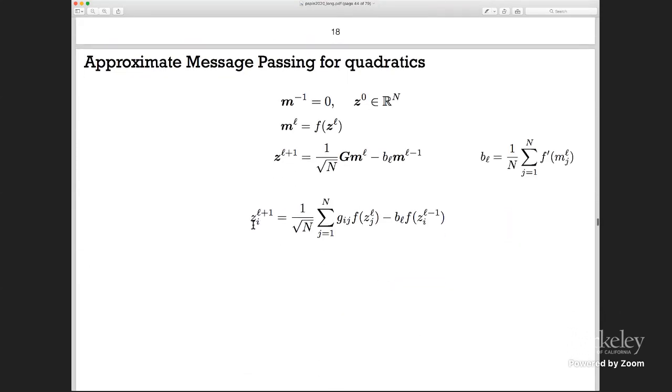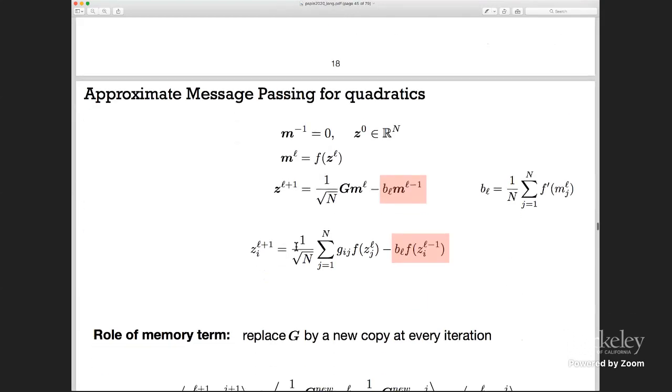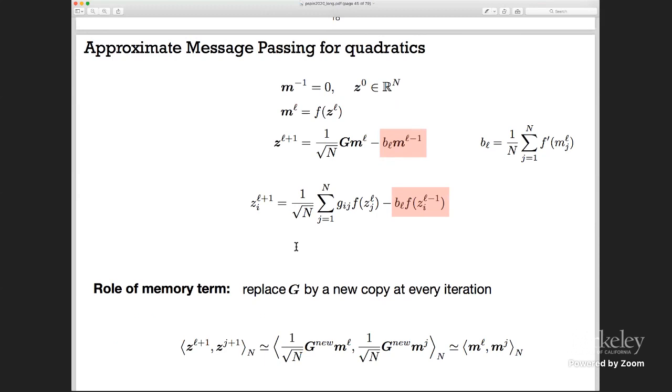Right, so if you can write it in coordinates, this is what it looks like. I was planning to explain the role of this term, this reaction term here. Basically, the role of this memory term is to replace G at every iteration, to act as if G was replaced by a new copy at every iteration. So suppose this term doesn't exist, but at every iteration of the algorithm I get a new G that is independent of everything else. Suppose that's the case.